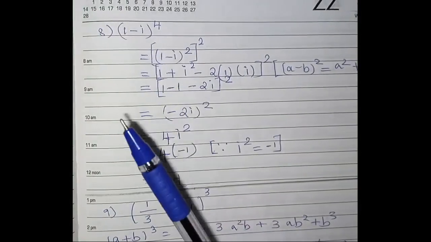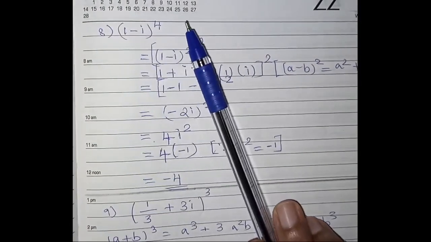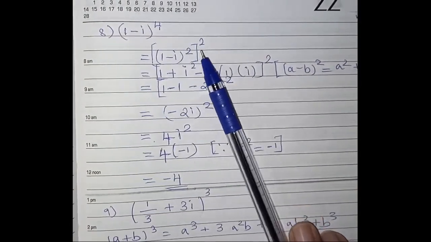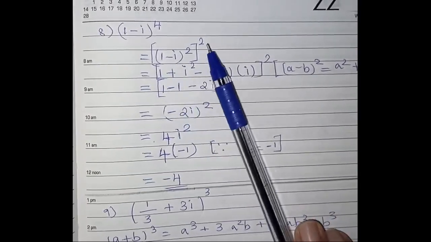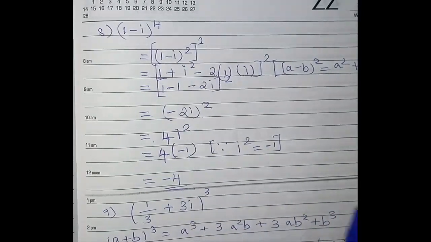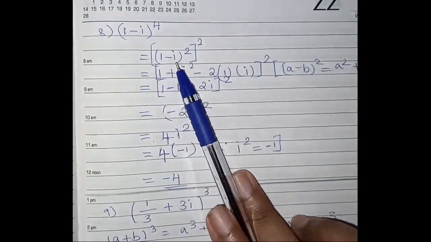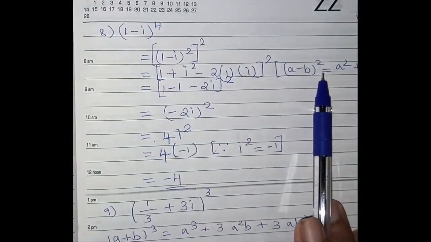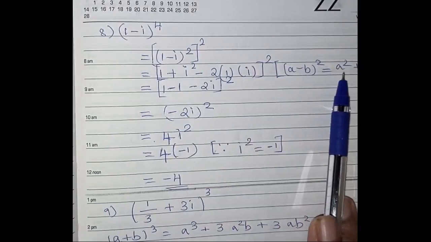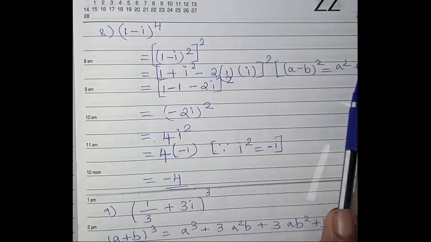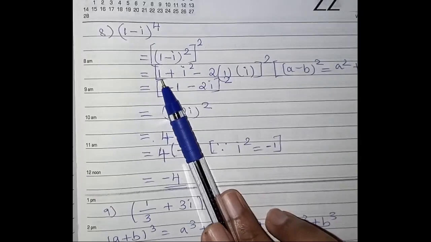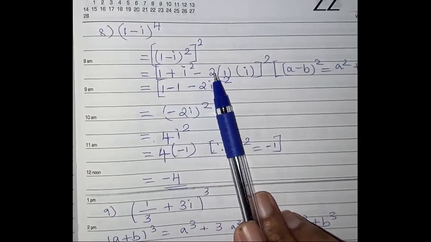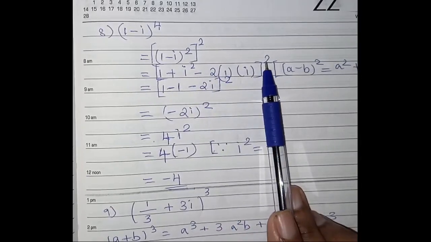(1 - i) whole power 4. We don't know any identity like (a - b) whole power 4. So what we are doing is reducing it to the form ((1 - i) whole square) whole square, because 2 2s are 4. Expand this using the identity (a - b) whole square. We know it is equal to a square + b square - 2ab. So a square is 1 square is 1, plus i square, minus 2i.